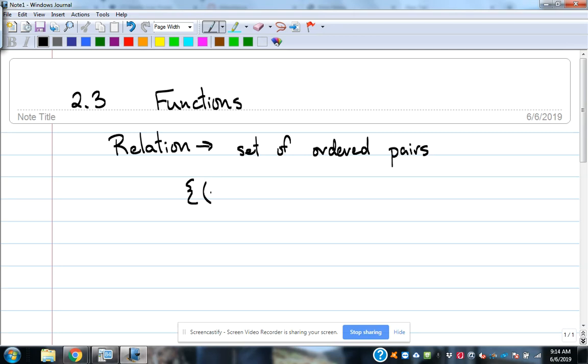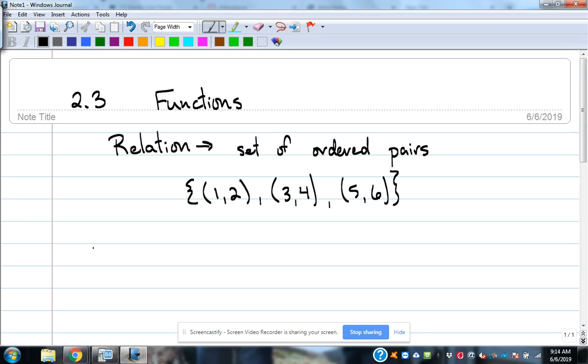So I'm just going to make up an easy set of ordered pairs for us to talk about as an example first. The first ordered pair is x is 1, y is 2. The second ordered pair is 3, 4. The third ordered pair is 5, 6. There are no set rules about how many ordered pairs have to be in a set to be a relation. Even one ordered pair is technically a relation; a set of ordered pairs is a relation.